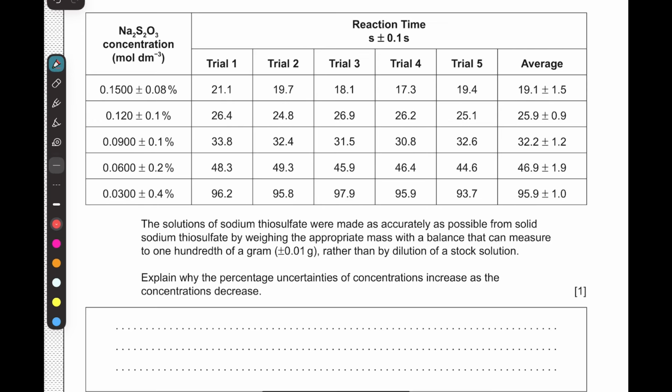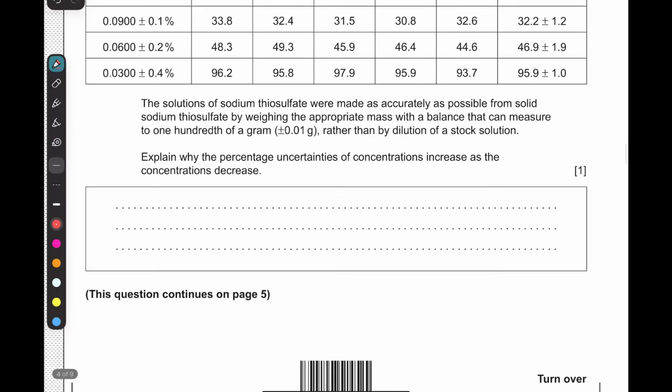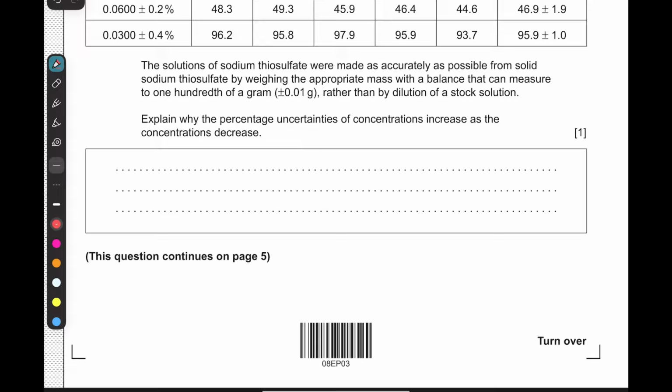Explain why percentage uncertainties of concentrations increase as the concentration decreases. Because your absolute value decreases. Your errors will remain constant. So the absolute error, or the error divided by the absolute value times 100, gives you the percentage error. And your error remains the same, but the absolute value becomes smaller. Then what happens? The percentage error increases. So that is the concept. Now, to write it, we can write it like this at lower concentrations.